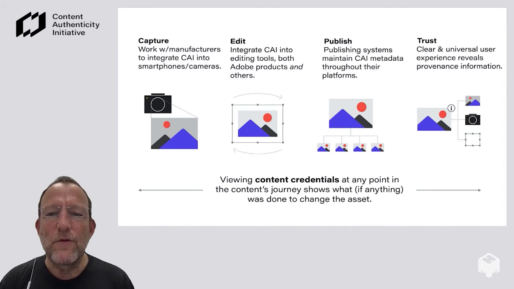This leads us to the fourth area, which is trust, indicated here by the little I on the right-hand side of the slide. This allows the viewer to click on the I or mouse over it and expose some or all of the data about where the image came from and what might have been done to it along its journey. We call these content credentials.